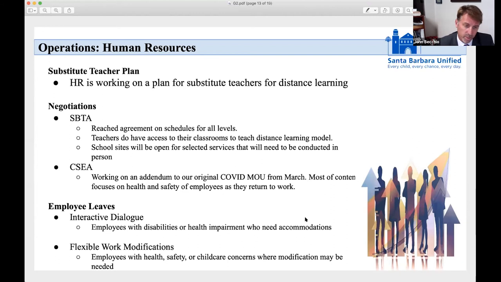So we're not going to be using our regular call system that calls subs when there's a teacher that's absent. We think that'll work better, to have two reliable people that can fill in whenever needed on whatever day that is.